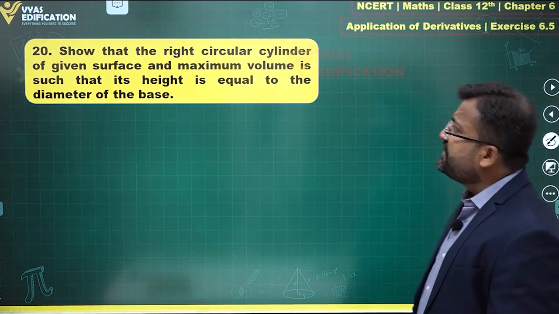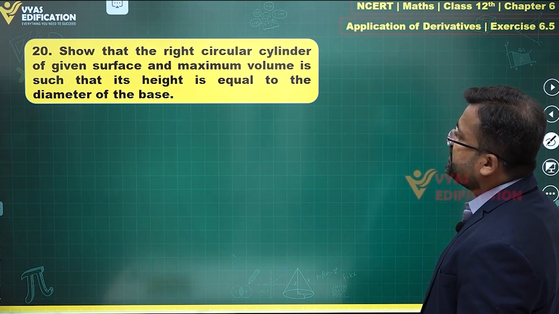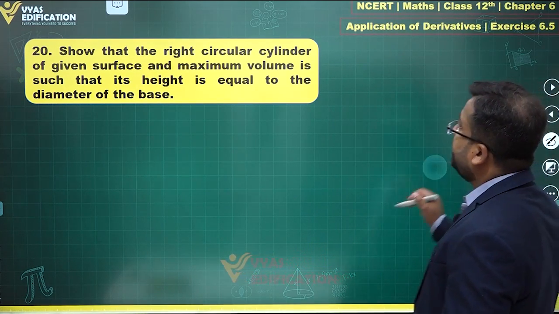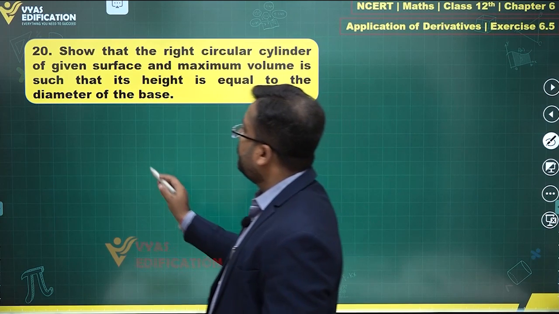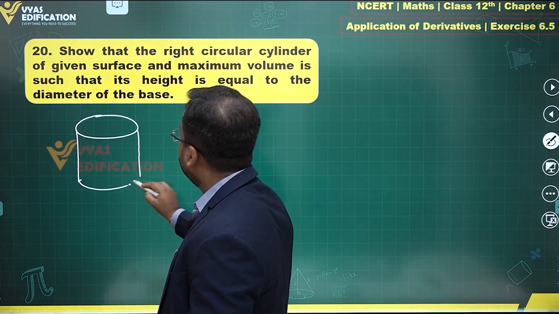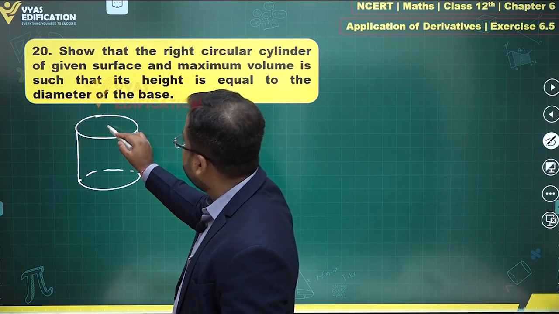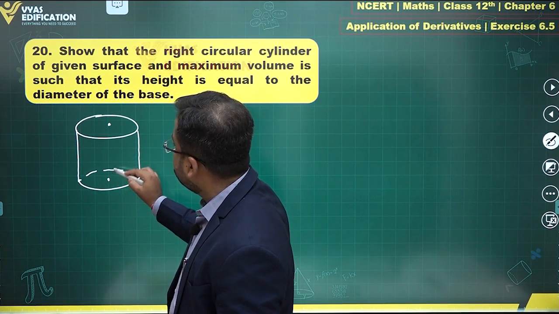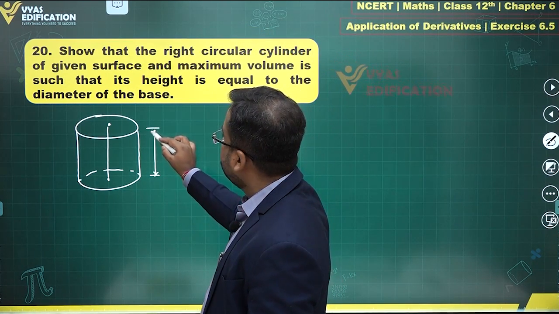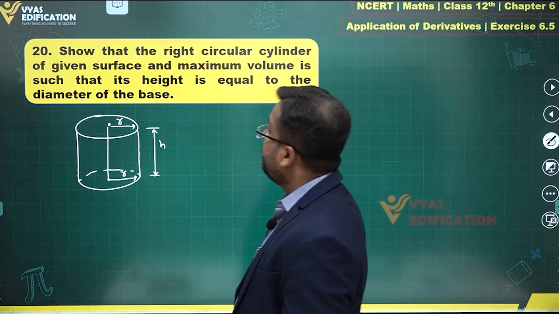The 20th question says, show that the right circular cylinder of given surface and maximum volume is such that its height is equal to the diameter of the base. A right circular cylinder will look something like this. This is what it will look like, with the hidden edges dotted. This is the center of this circle, this is the center of this circle, join them together. The important thing is this height over here, and this is the radius of the base, we can take it thus.